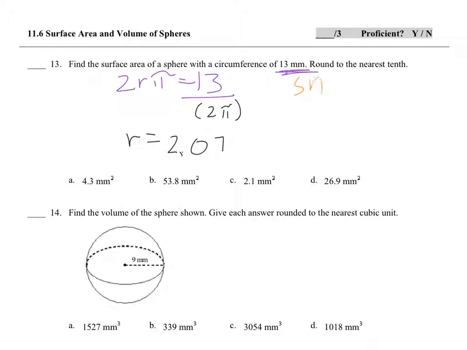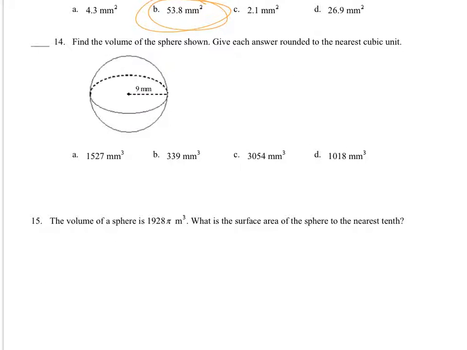Surface area of a sphere is 4 pi r squared. We figured out r. So 4 times pi, not e, pi, times 2.07 squared, is 53.8.